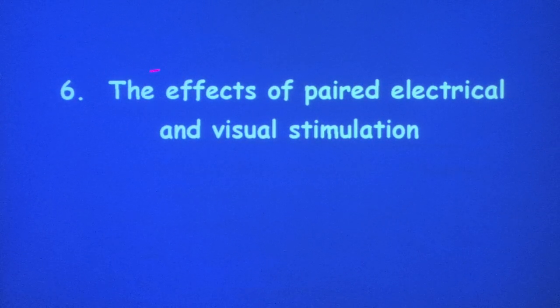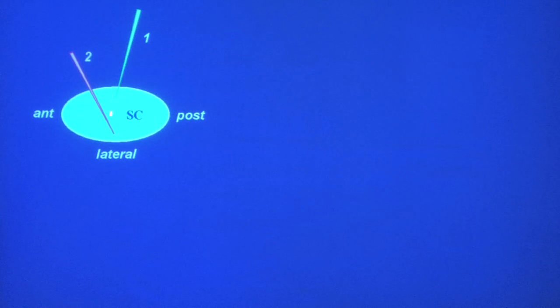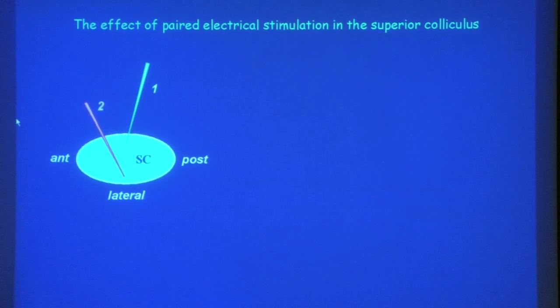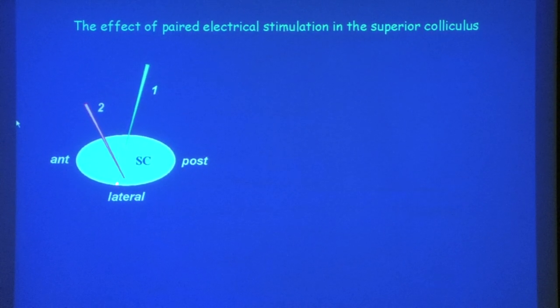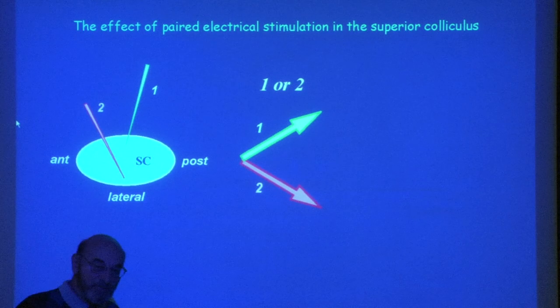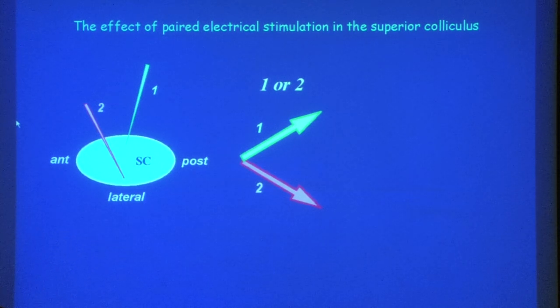So we're going to look at the effects of paired electrical and visual stimulation. All right, so first thing we're going to look at is what happens when you stimulate two sites, say, in the colliculus at the same time. And if you remember, medial is up and lateral is down. So if you stimulate each of those alone, you get here, in number one, an upward saccade. You stimulate number two, you get a downward saccade. Now the question comes up, what happens when you stimulate both at the same time?